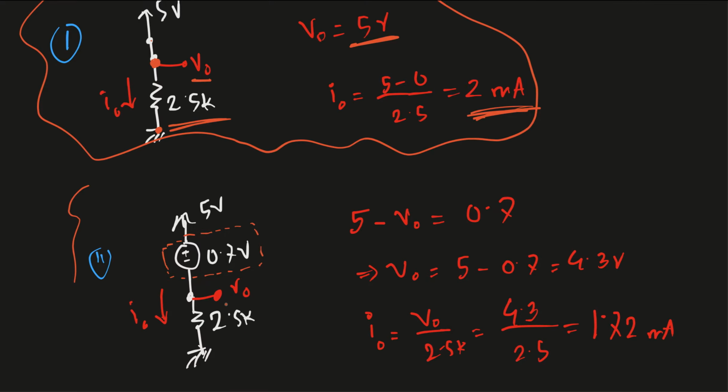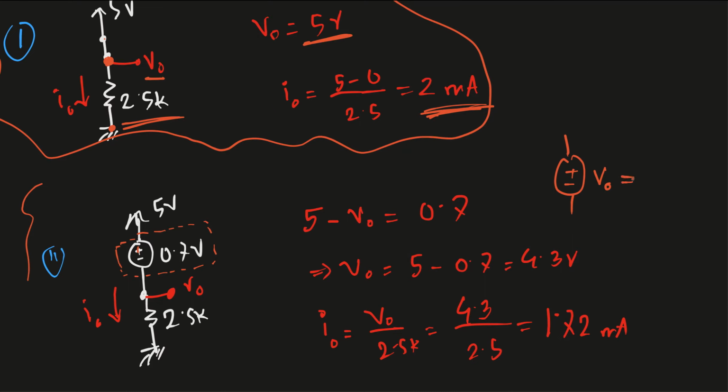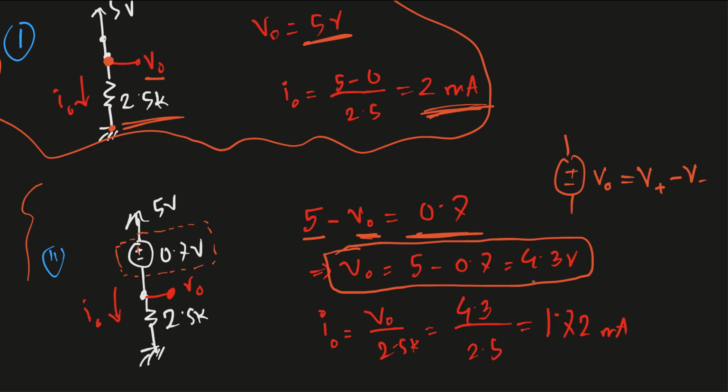But we can easily find V0. Why? Because if we have a battery with voltage 0.7, this means that 0.7 is equal to the voltage of the positive terminal minus the voltage of the negative terminal. So here 0.7 equals the voltage of the positive terminal, which is 5 volt, minus the voltage of the negative terminal, which is V0. From this equation, we can easily find V0: 5 minus 0.7, it will be 4.3 volt.